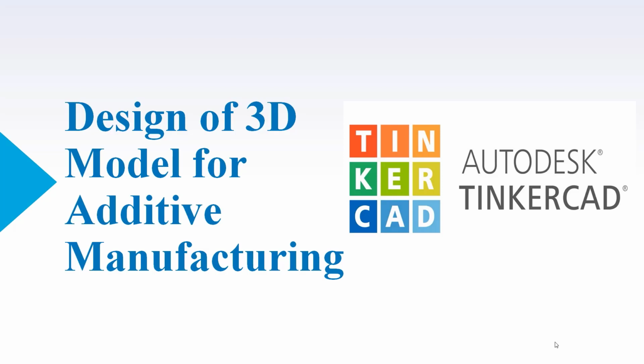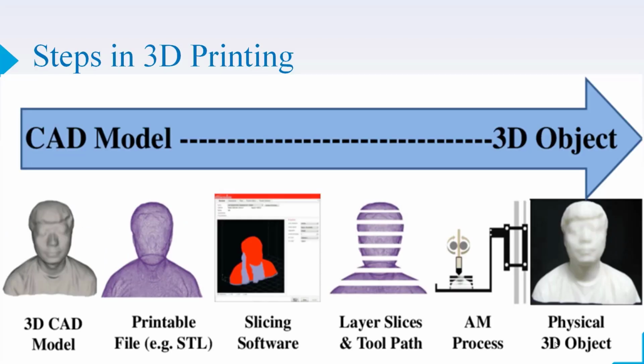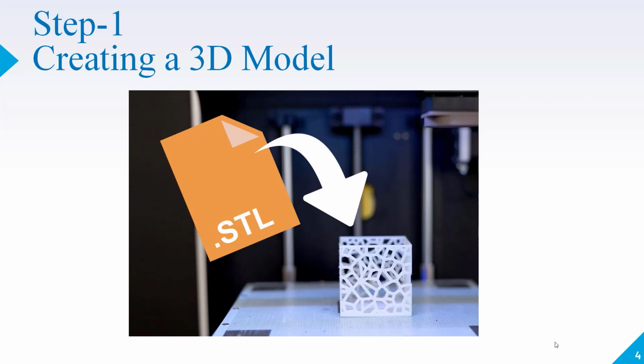In this module, we will discuss how to design a 3D model for 3D printing or additive manufacturing. As we have discussed earlier, 3D printing starts with a Tinkercad model, then converting this file to an STL file, then slicing of the file and generating G code, finally printing of the object. So we will start with the first step of 3D printing, that is creating a 3D model or design which you want to create or print by a 3D printer.